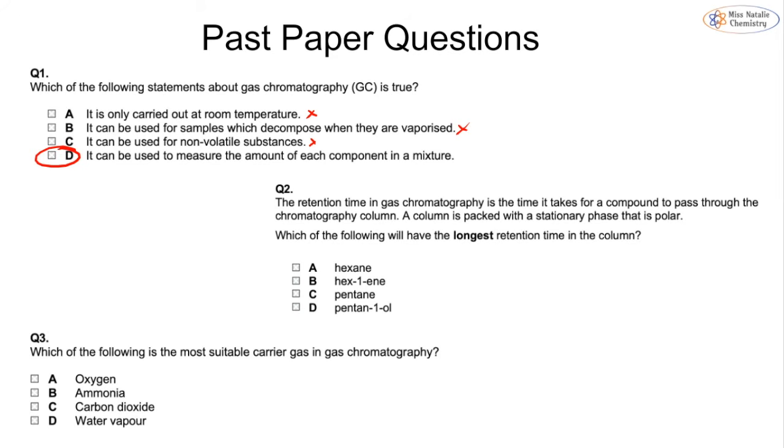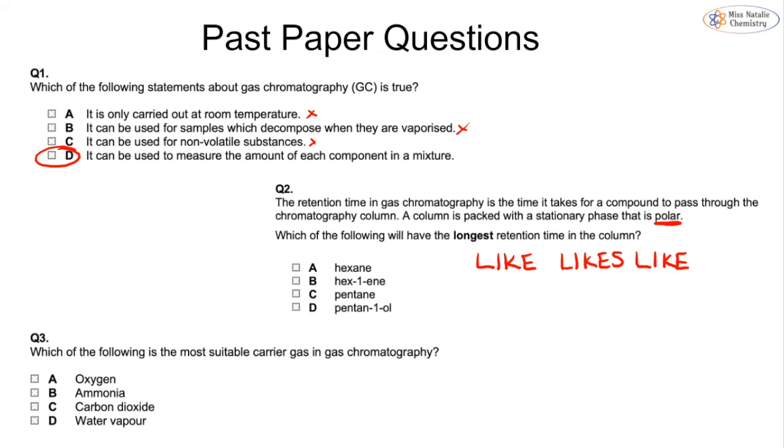For question 2, we have, again, gas chromatography, and it tells us that the retention time is the time it takes for a compound to pass through the chromatography column. If we have a column that is packed with a stationary phase that is polar, we want to identify which will have the longest retention time. So if something is polar, what you need to remember is that like likes like. In other words, polar substances are attracted to polar substances, and non-polar substances are attracted to non-polar substances.